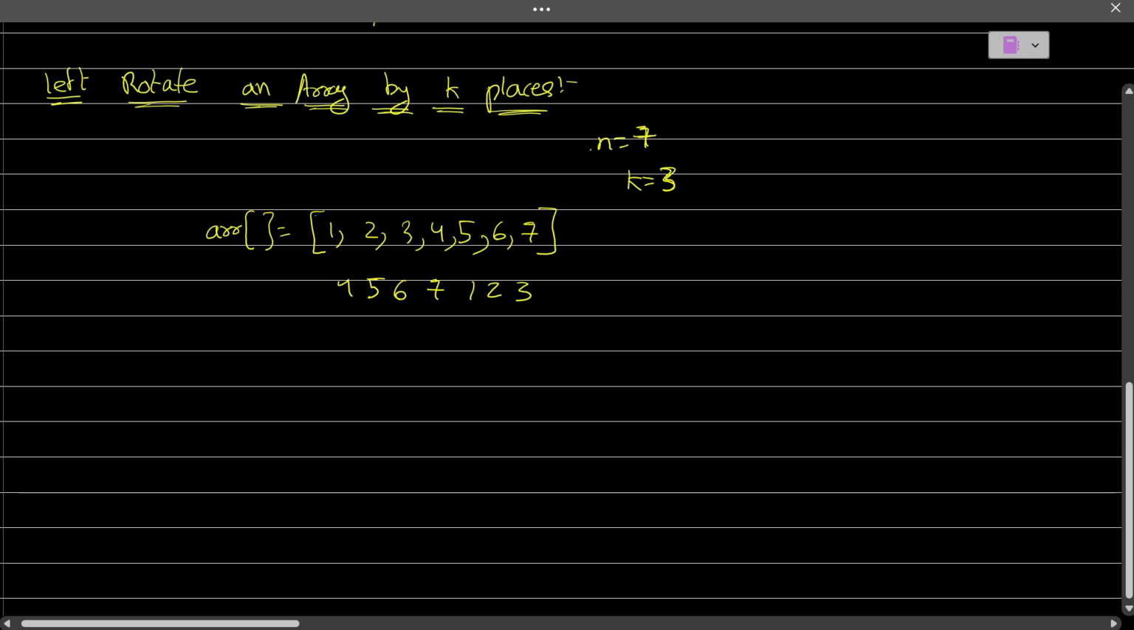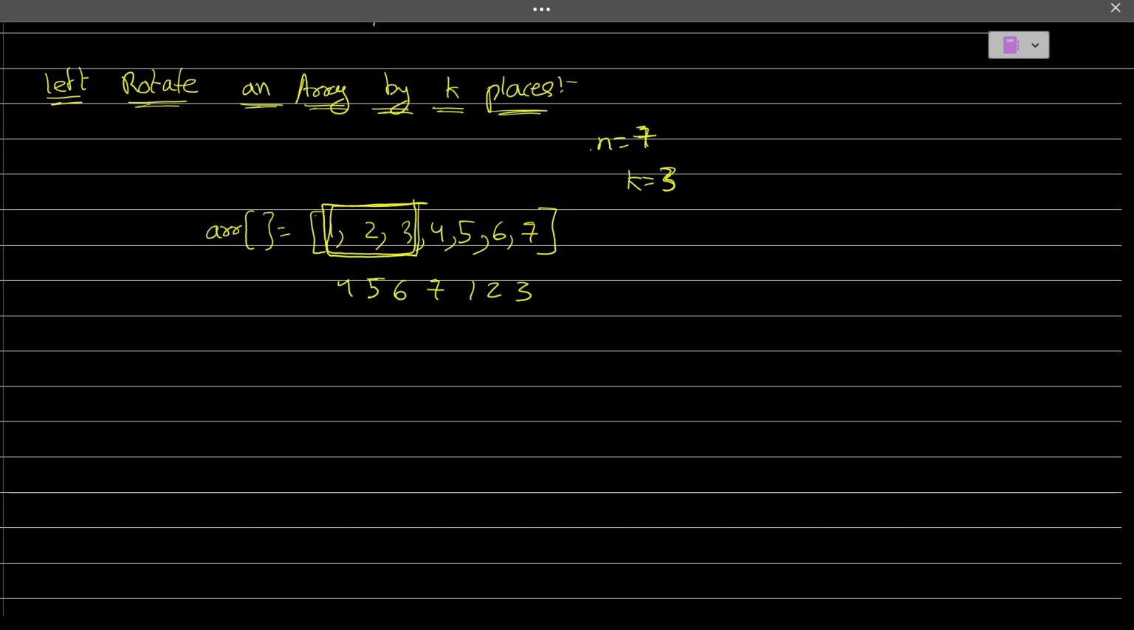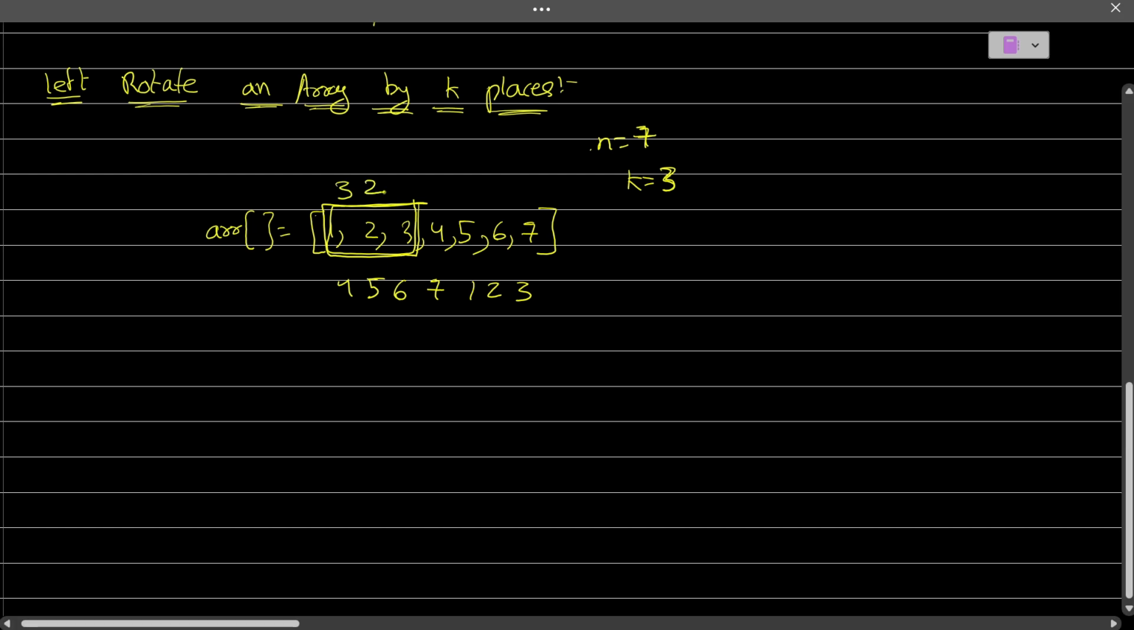So first, what we are going to do is reverse these three elements. Then it will look like 3, 2, 1. Next we're going to reverse these four elements. Then it will look like 7, 6, 5, 4. Okay. Then again we reverse the whole array, then we get this, right? Then the array will be left rotated.